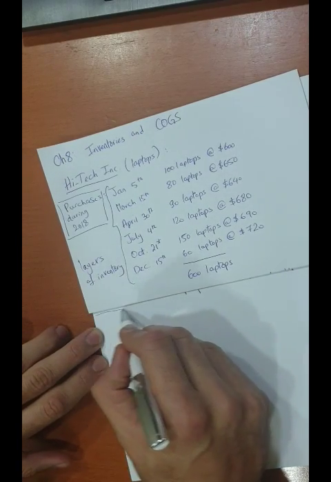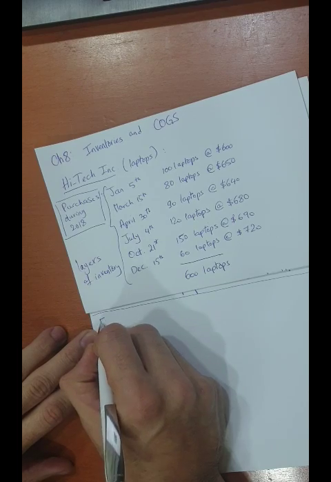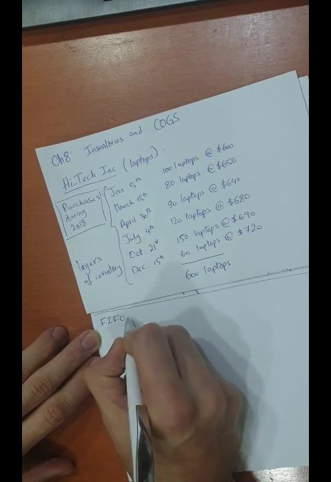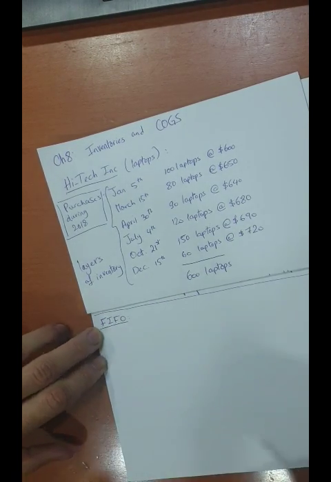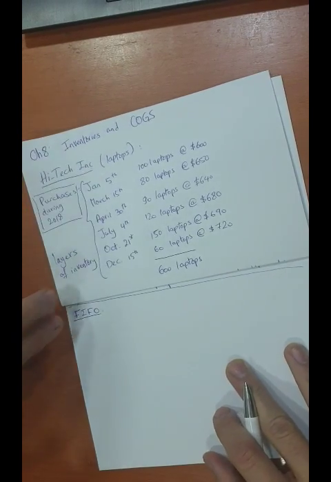The other method is the first in, first out. So the first item that came into the warehouse is the first item that will be sold out.